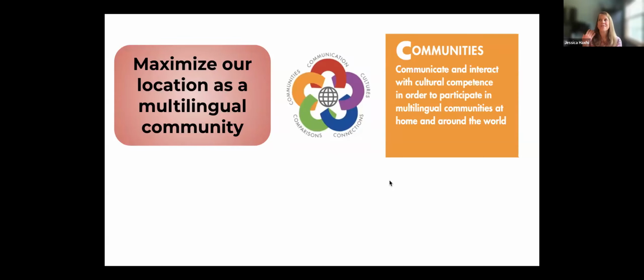So then we really sat and thought about this in particular, and about how the community standard of the 5 C's is the one that we don't talk about much, but actually it is the goal of teaching languages: the ability to communicate and interact with cultural competence in order to participate in multilingual communities at home and in the world. That is the ultimate assessment, right?